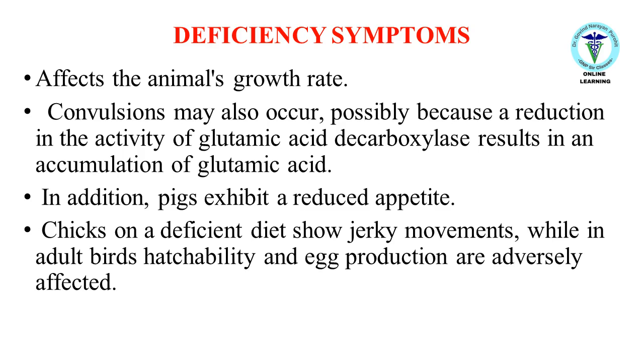Deficiency symptoms. Affects the animal's growth rate. Convulsions may also occur, possibly because a reduction in the activity of glutamic acid decarboxylase results in an accumulation of glutamic acid. In addition, pigs exhibit a reduced appetite. Chicks on a deficient diet show jerky movements, while in adult birds hatchability and egg production are adversely affected.